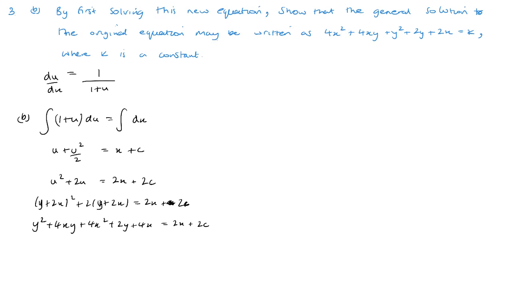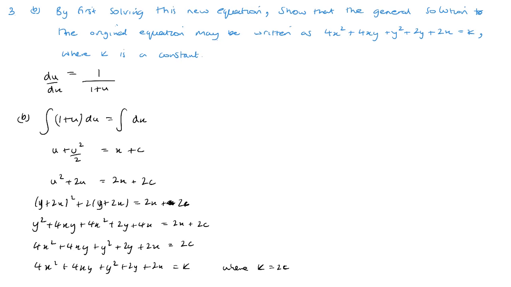Now let's get it in the order that they've written it. So 4x squared plus 4xy, that's what we've got, plus y squared plus 2y, and then I've got 4x, but taking away 2x will give me 2x equals 2c, and c is just a constant, so I can then just replace it with a k, where k equals 2c. Okay, so that's question 3 done.